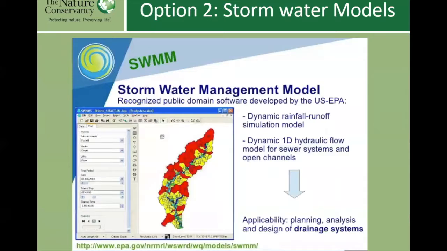Or you can use another type of model called the Stormwater Management Model, SWMM. And this is the EPA gold standard for estimating where runoff is happening. So there are modeling approaches, right? This is the modeling piece of what you actually do to look at this.